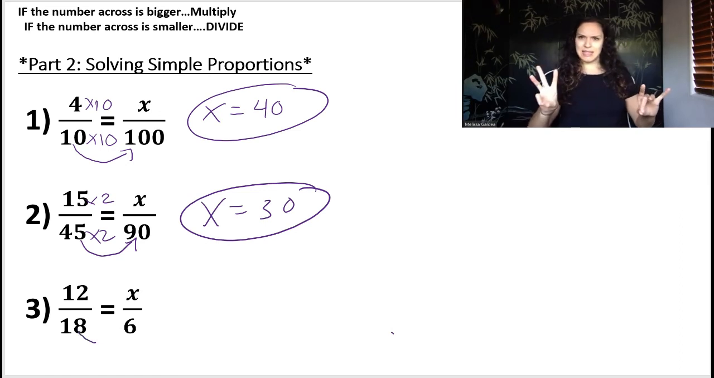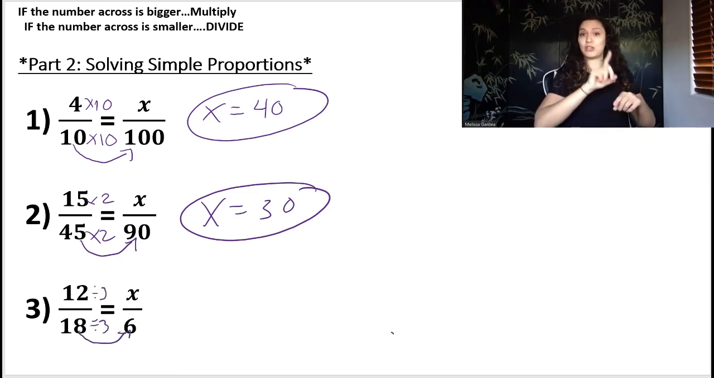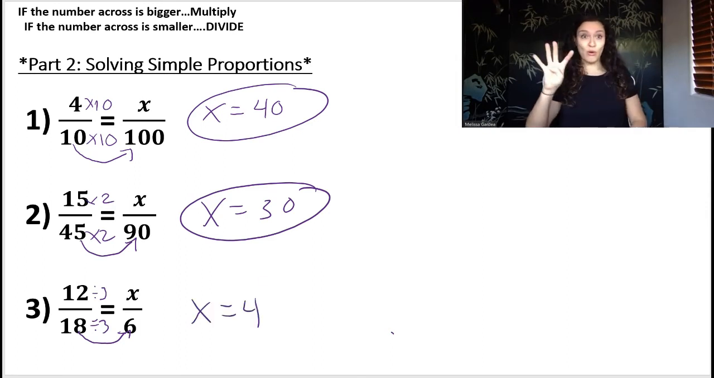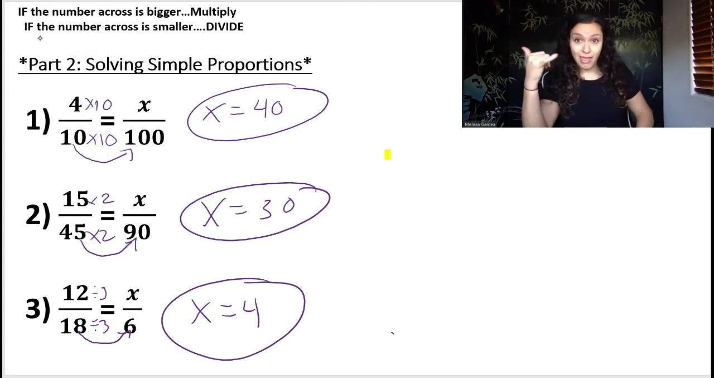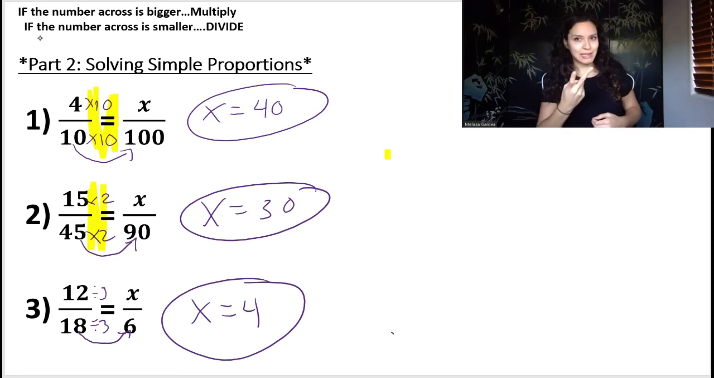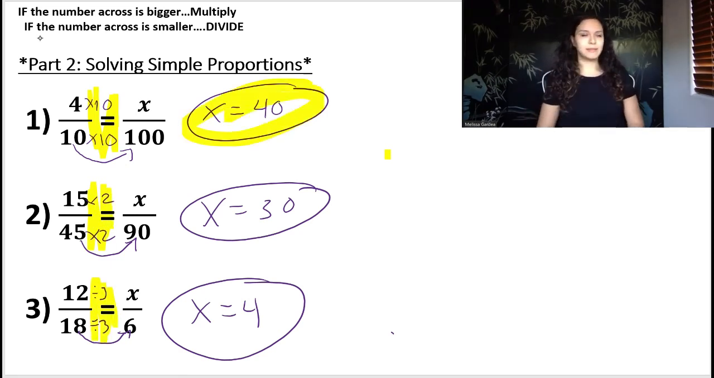Okay, ooh, how do I get from 18 to 6? Okay, divide by 3, divide by 3, x equals 4. There we go. Okay, so when you're doing this work, this is what I'm going to highlight is the work I expect to see: what you're multiplying or dividing by and a circled answer.